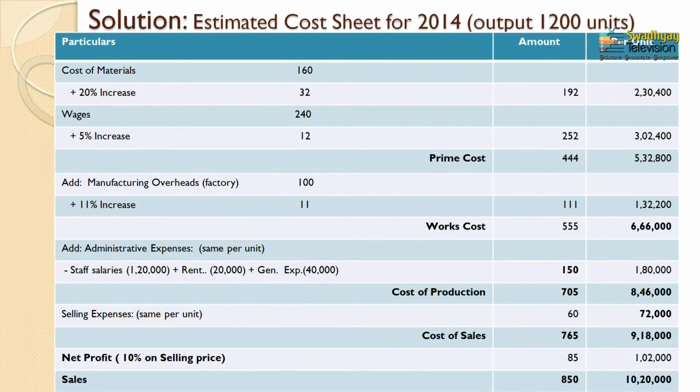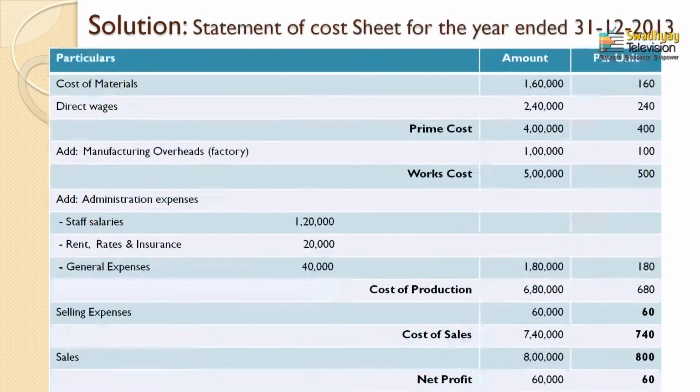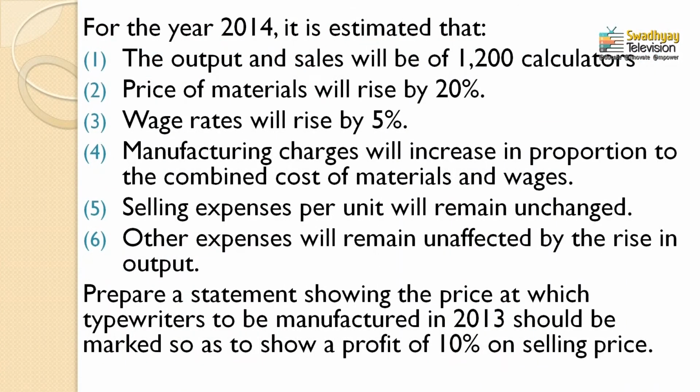Now, moving to the next part, after adding the admin expenses, we have a cost of production, that is 705 rupees per unit, and 8,46,000 rupees the total amount. The last part of this question is the selling expenses, and for selling expenses we have an adjustment. Adjustment number 5 is selling expenses per unit will remain unchanged. Here we need to point out per unit will remain unchanged. It means that the selling expenses per unit remain the same.